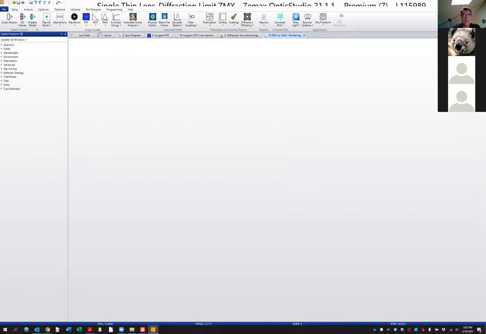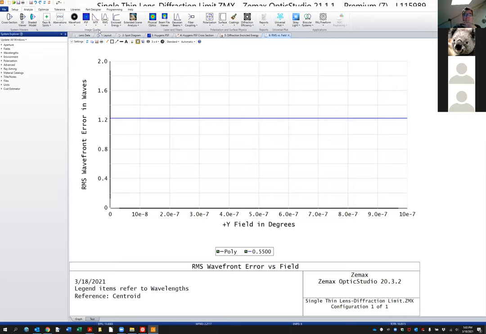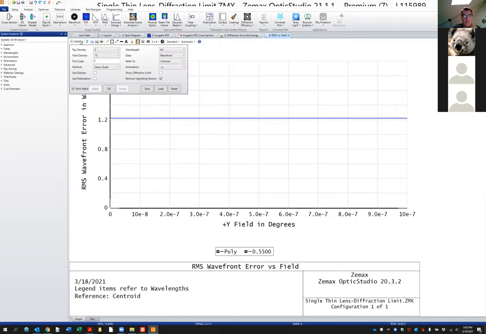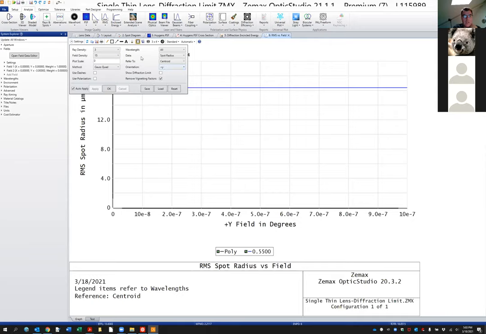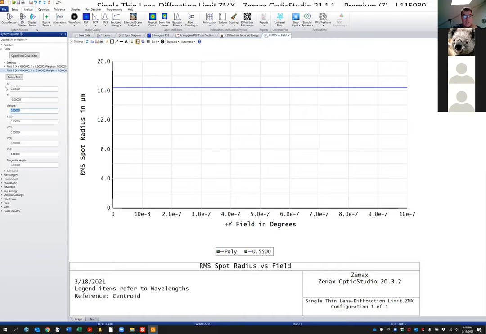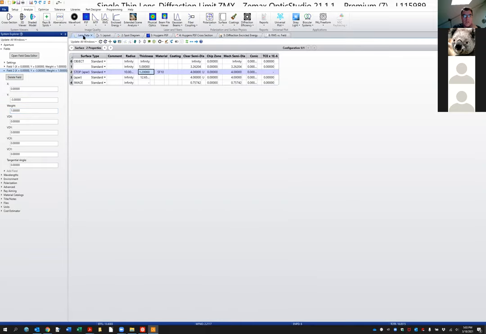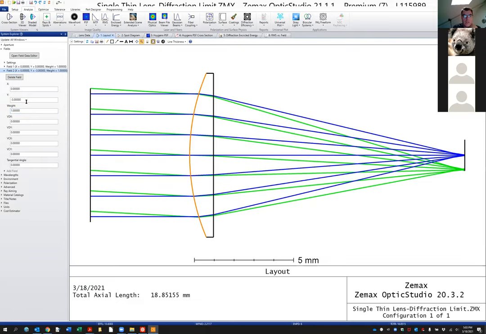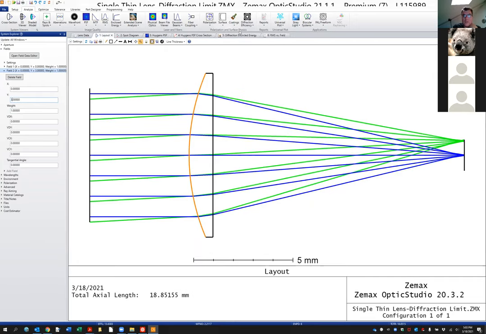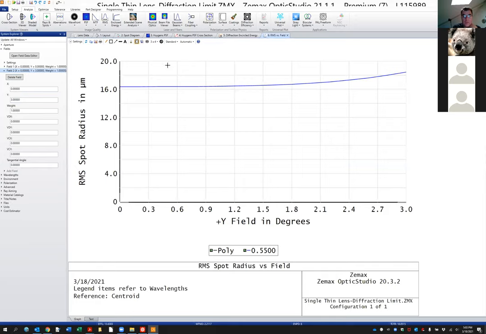So I could do RMS versus field here. I'm mildly surprised that it's covering such a small range. I've got some fields. Let's first show spot radius and then y. Let's give this non-zero weight and see what happens. Okay, there it goes.